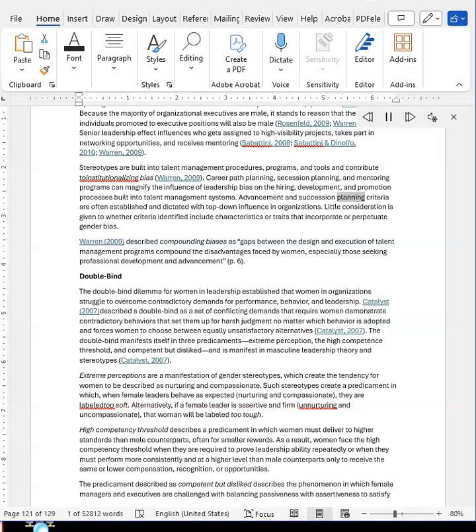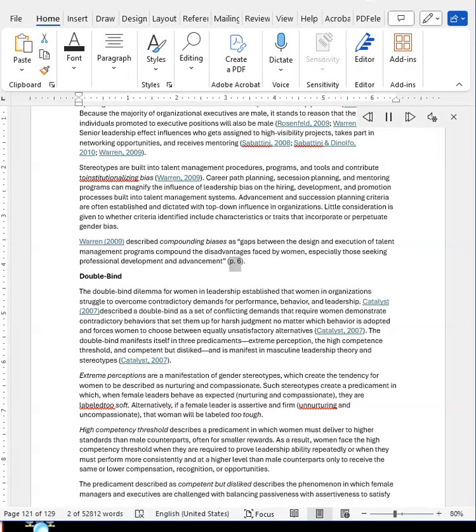Advancement and succession planning criteria are often established and dictated with top-down influence in organizations. Little consideration is given to whether criteria identified include characteristics or traits that incorporate or perpetuate gender bias. Warren, 2009, described compounding biases as gaps between the design and execution of talent management programs that compound the disadvantages faced by women, especially those seeking professional development and advancement.